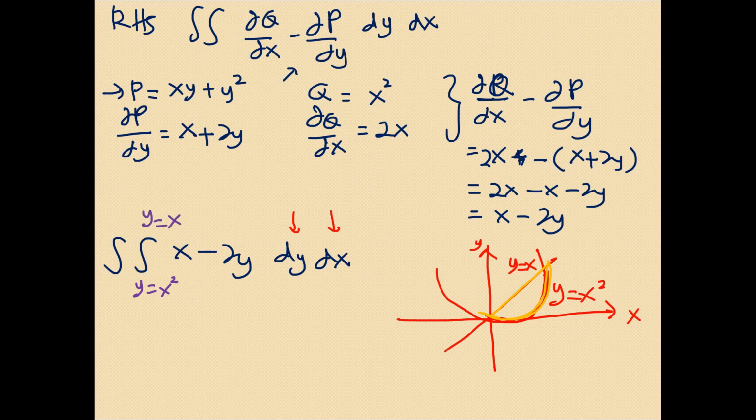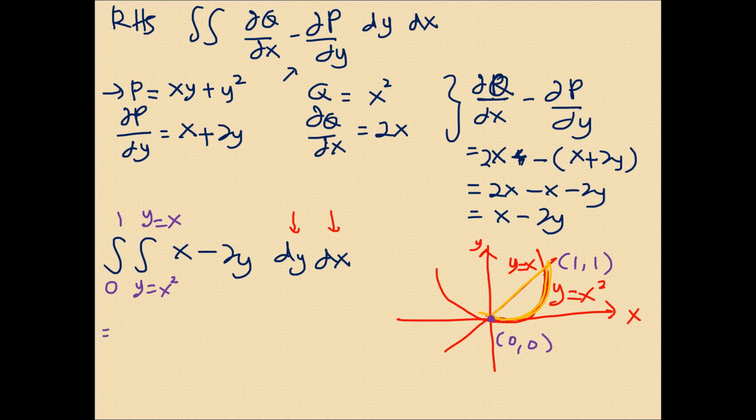Again, which curve is below the other? It is x squared, right? X squared is below y equal to x, so x squared is the lower limit and x is the upper limit. Then the limits of x go from the smallest point of x. Remember, the points we found are (0,0) and (1,1). The smaller x is 0, and the bigger x is 1. Now you integrate.